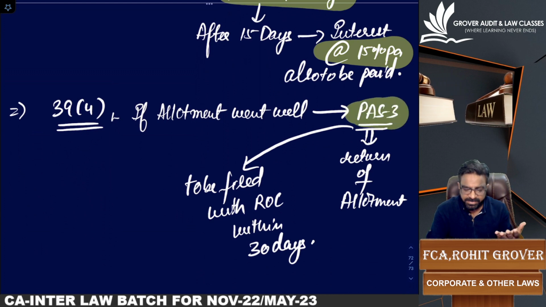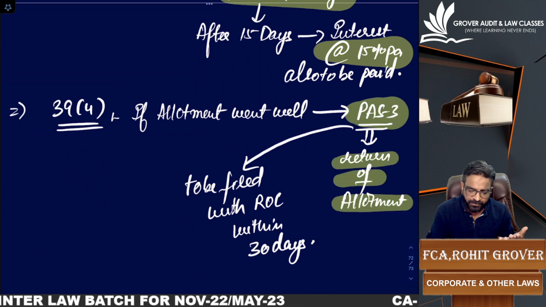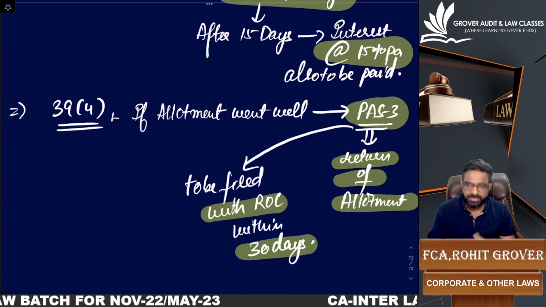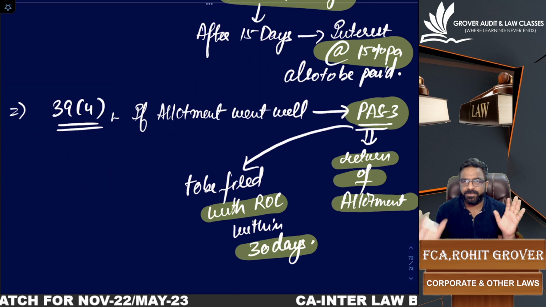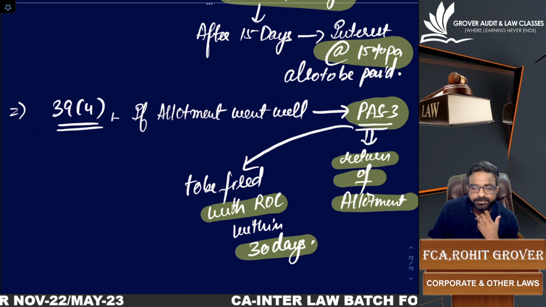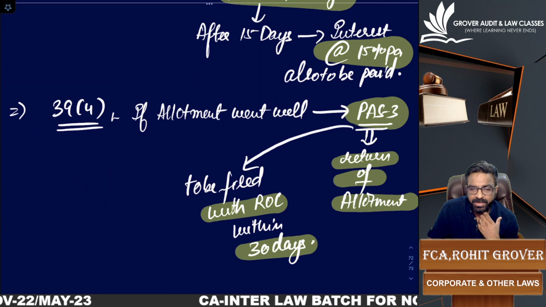Sir, what is PAS 3? It is known as return of allotment. With whom do we have to file it? ROC. Within how many days? 30 days. Crystal clear to all of you? Yes or no? It is to be filed with the ROC.